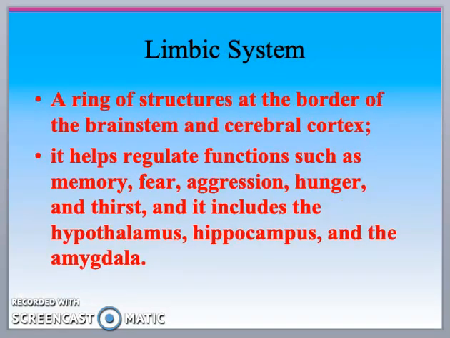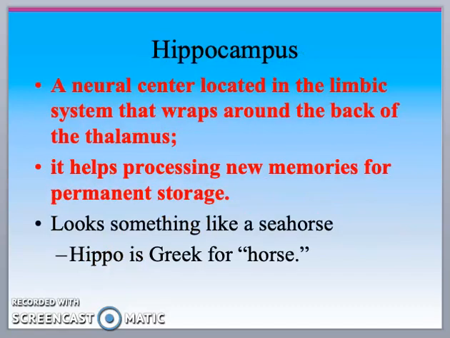The limbic system is what sits above the medulla oblongata part. The limbic system here deals with your fear, aggression, hunger, and thirst, dealing with the mechanisms of the hypothalamus, the hippocampus, and the amygdala. Now, the hippocampus is located in the limbic system.